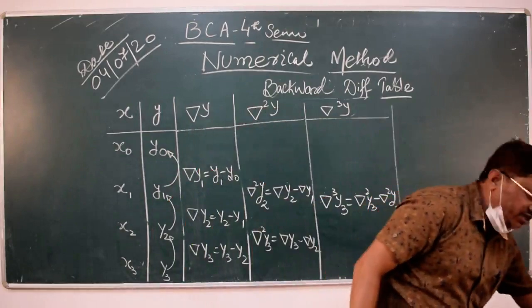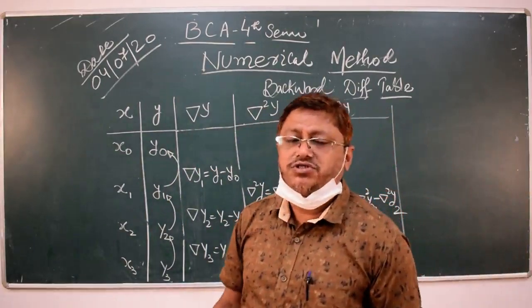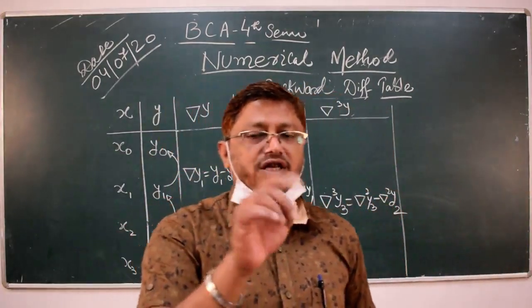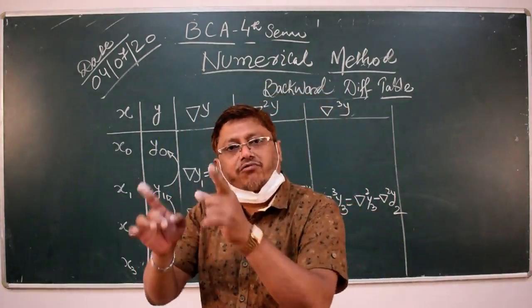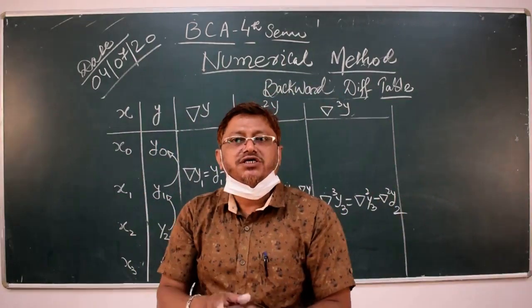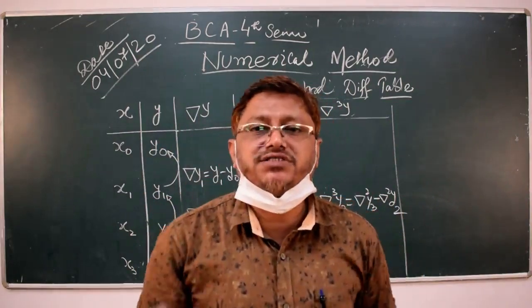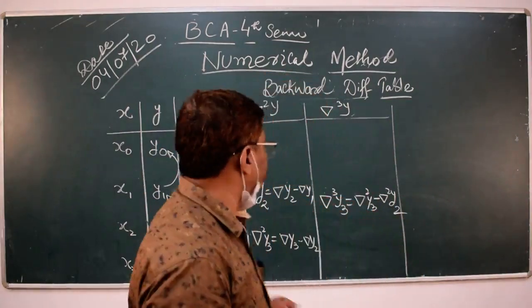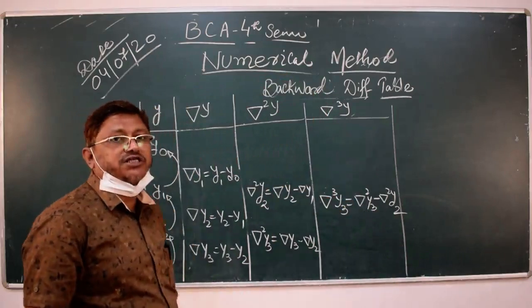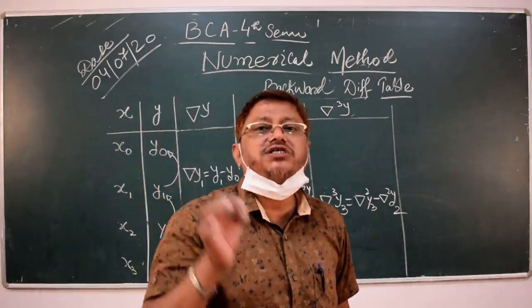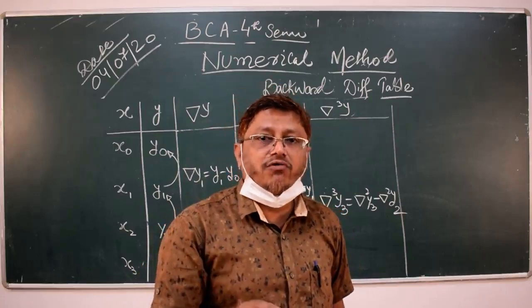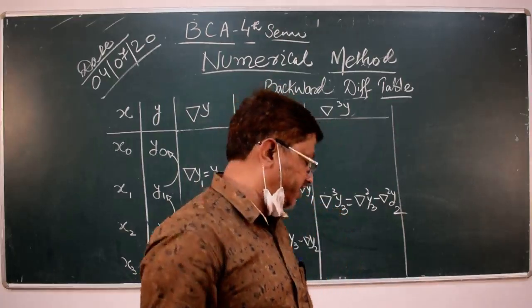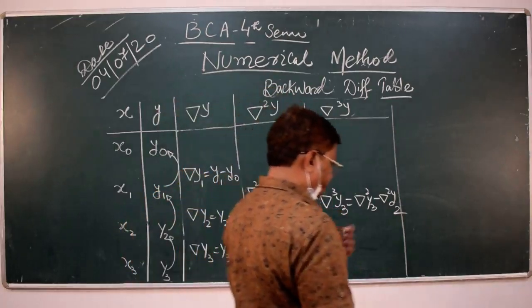One thing is very important in these two difference tables. We only change the operator, but the values of the table in backward and forward difference remain the same. Why do they remain the same? Because the position of the subtraction never changes. Only the operator changes, the forward and backward operator.